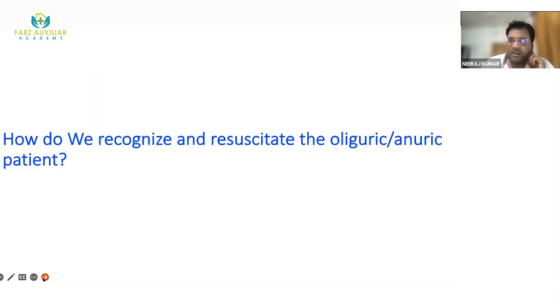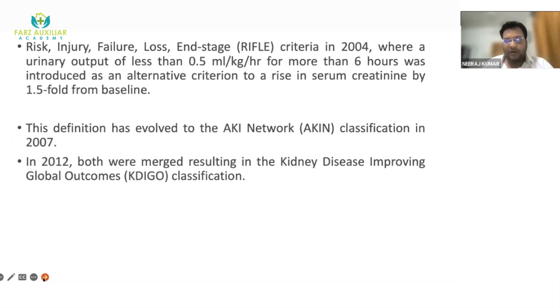Similarly, now a question is how do we recognize and resuscitate the oliguric or anuric patient? The steps, if you look, first of all, the initial RIFLE criteria was started in 2004 based on urinary output. Now again, this is very important from the EDIC Part 1 point of view, as questions like type A or type K questions used to ask each and every point of the RIFLE criteria.